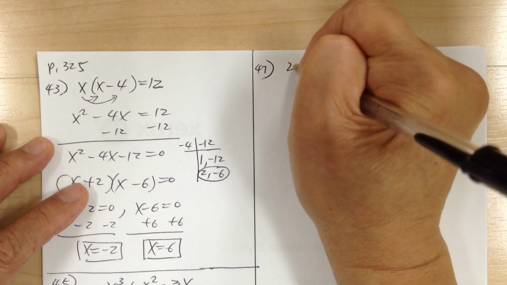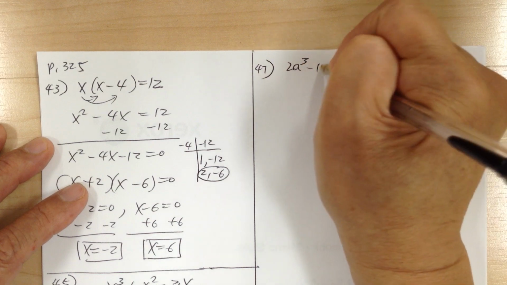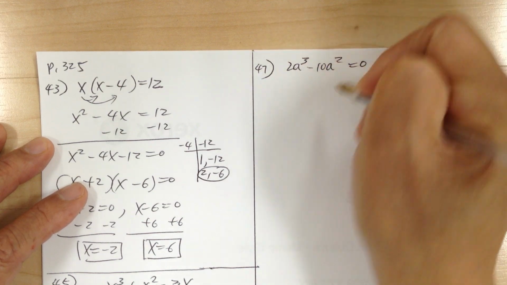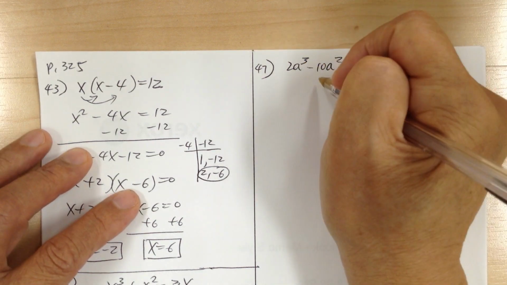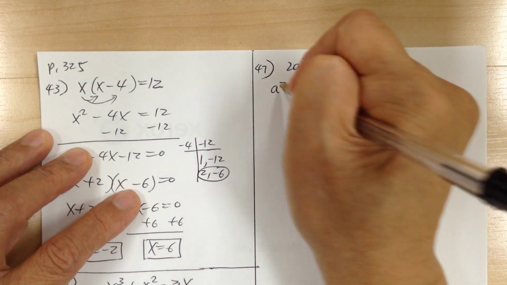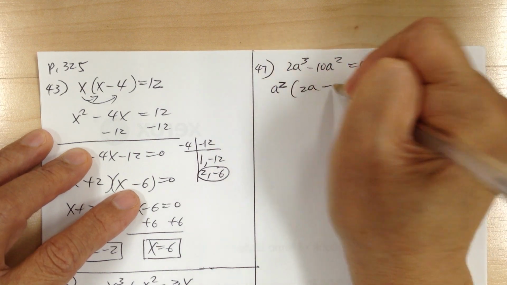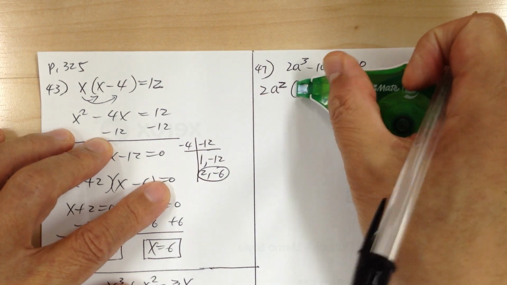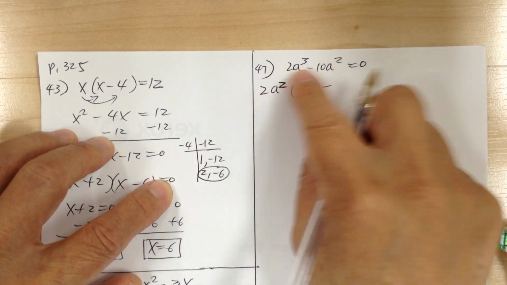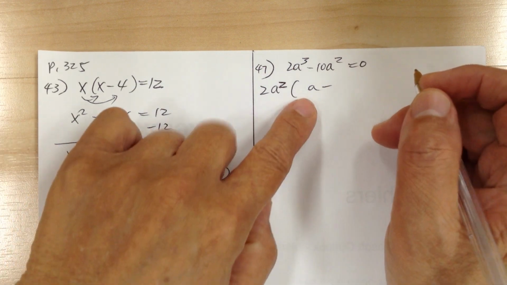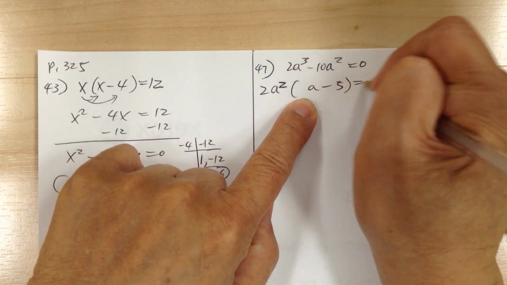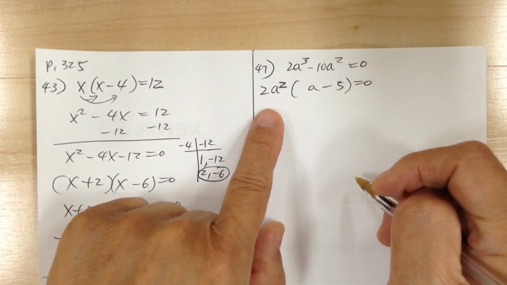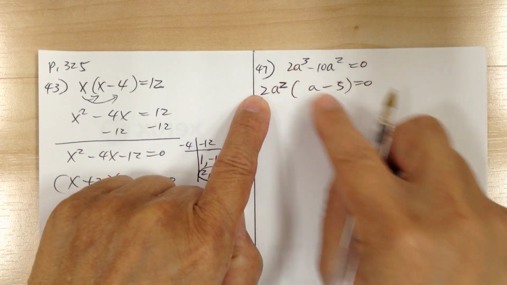Okay, you got 2a cubed minus 10a squared equal to 0. So go ahead and factor out the a squared. Actually, you have to factor out the 2a squared, because 2 and 10 can factor out the 2. So you're going to get a minus 5 equal to 0. Okay, double check.